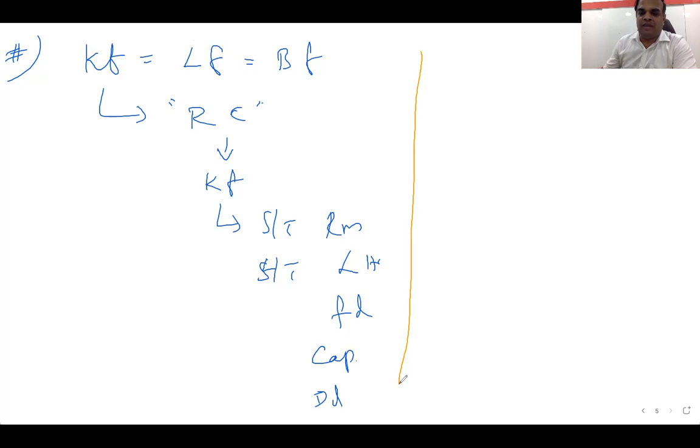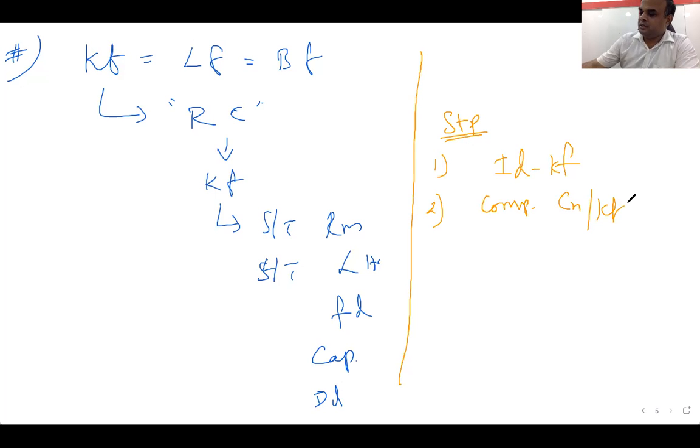Whenever you come across key factor, you have to remember the steps to solve it. The first step, identification of key factor. First, you have to identify what the key factor is. Second, compute contribution per key factor. Suppose labor is a key factor, contribution per labor hour. Raw material is a key factor, contribution per raw material. So contribution per key factor you have to identify.